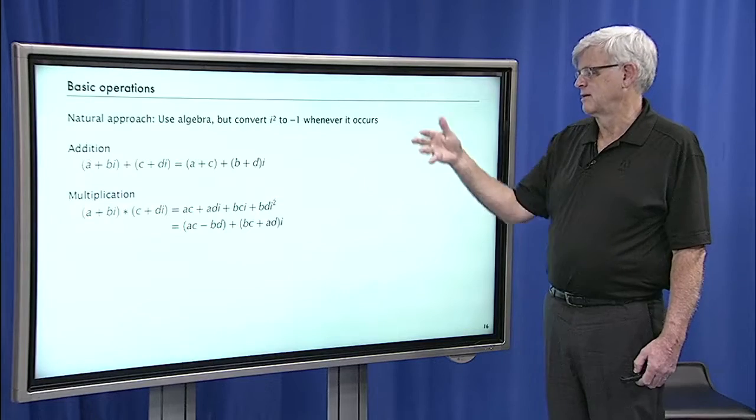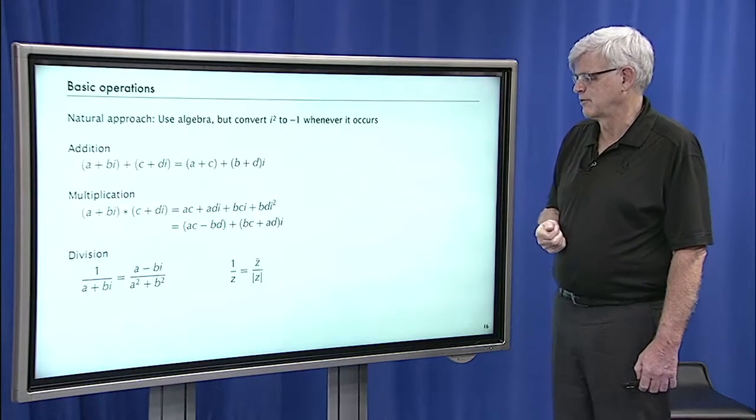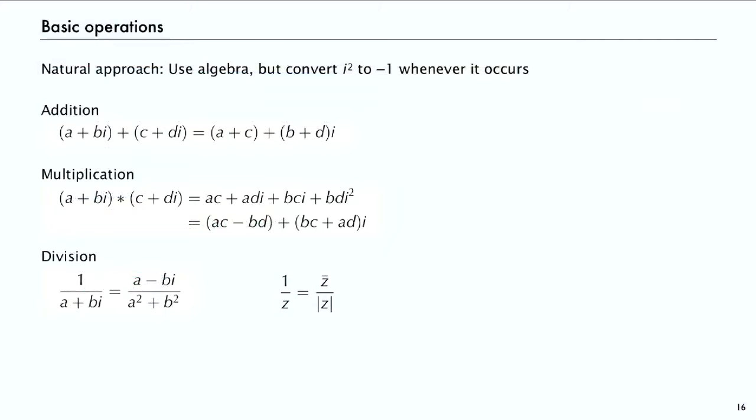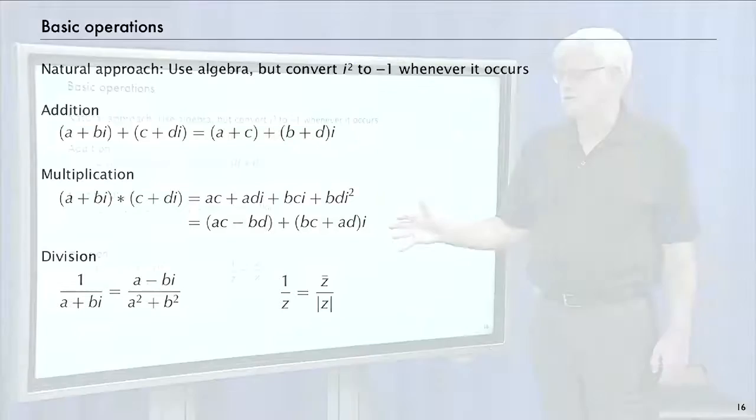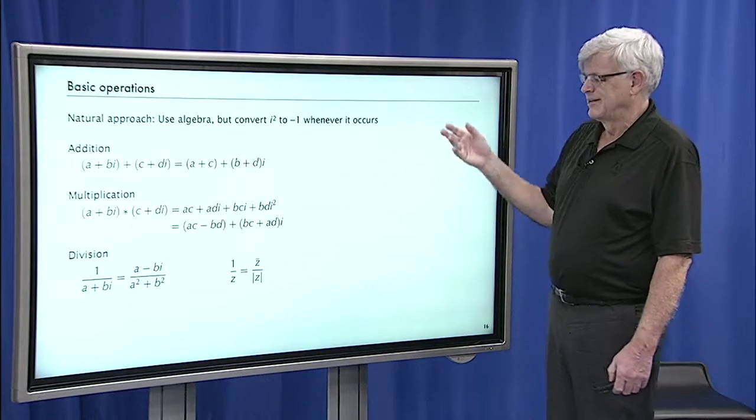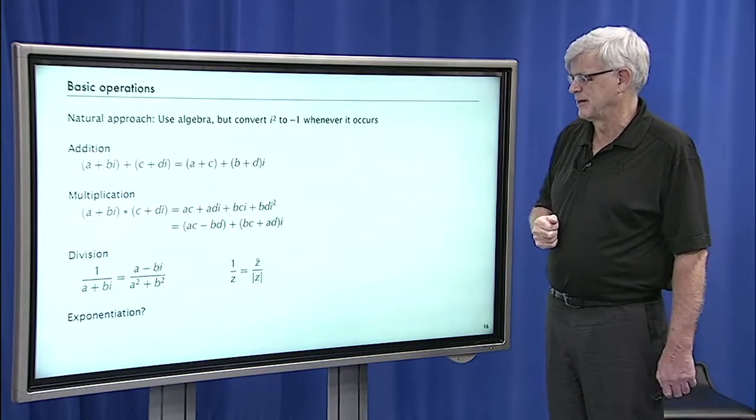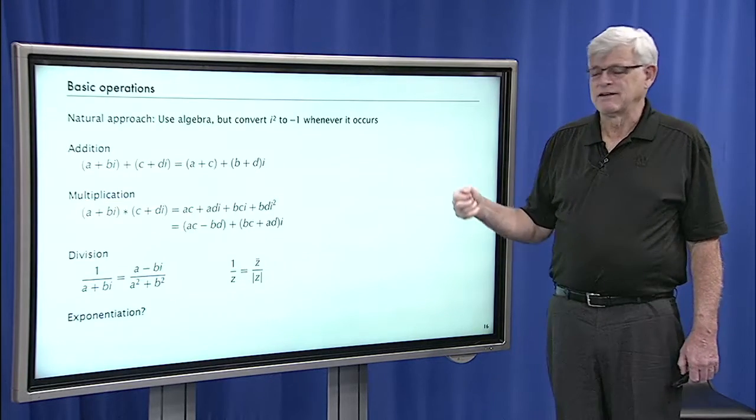And this has all the right properties that you'd expect. Division: 1 over a plus bi. To make sense of that, multiply top and bottom by a minus bi. Then you have a minus bi over a squared plus b squared. The denominator is the number times its conjugate, which is the square of the absolute value. So there's addition, multiplication, and division. If you're not comfortable with those, you can try some examples with the points on the plane. What about something like exponentiation?